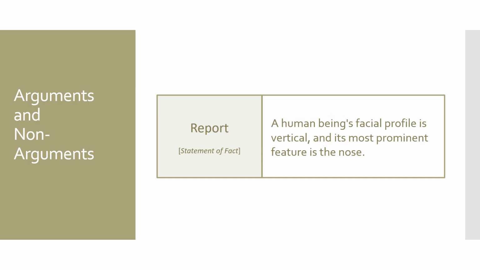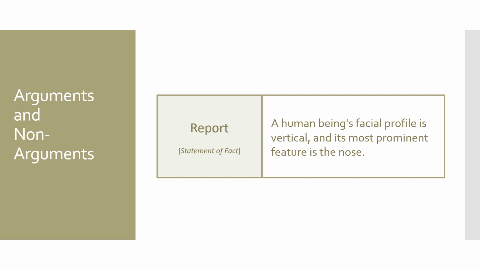Let's take another example of a report or a statement of fact. A human being's facial profile is vertical, and its most prominent feature is the nose. Now notice in this particular example, what we have is simply an assertion about how human faces are, what they're like. But what we don't have is any evidence that's been given to justify this claim.